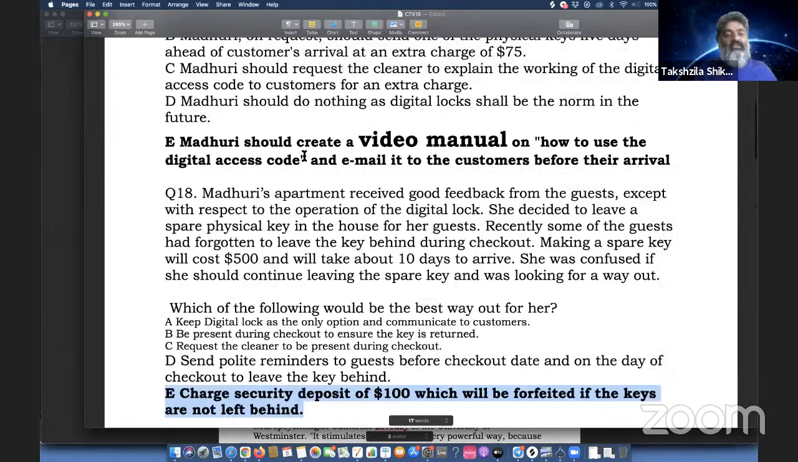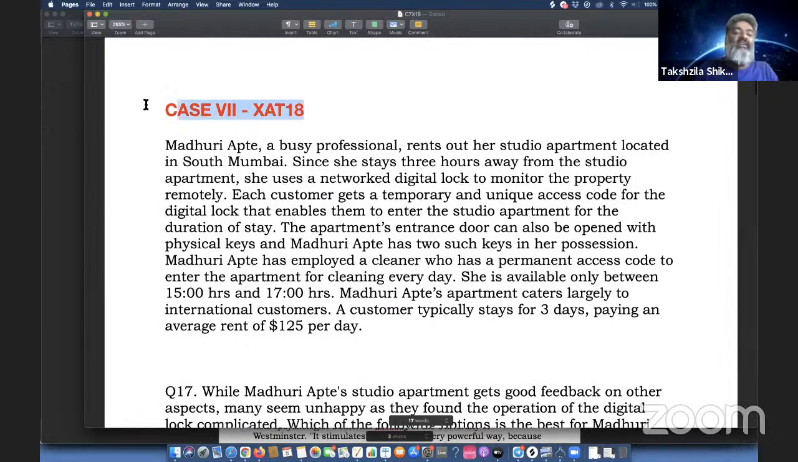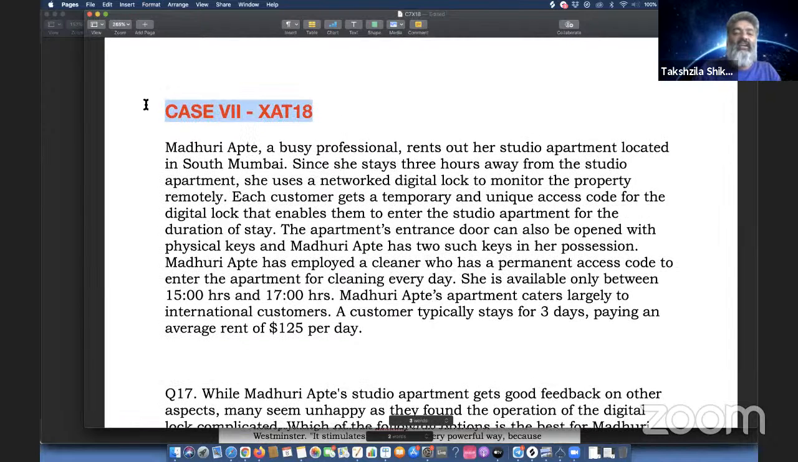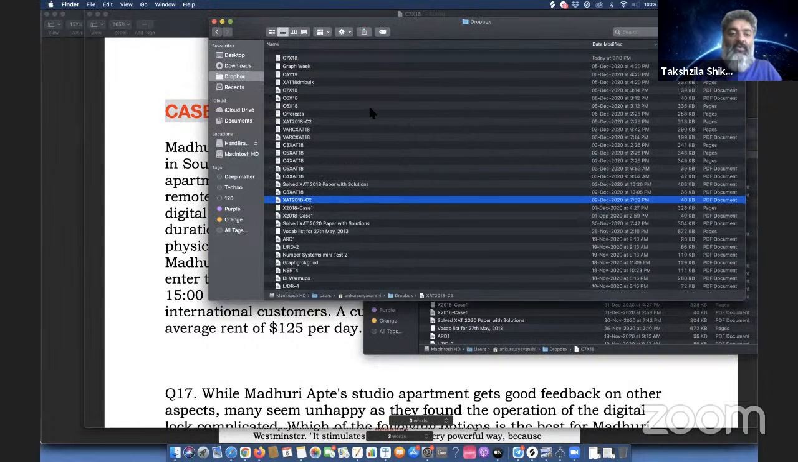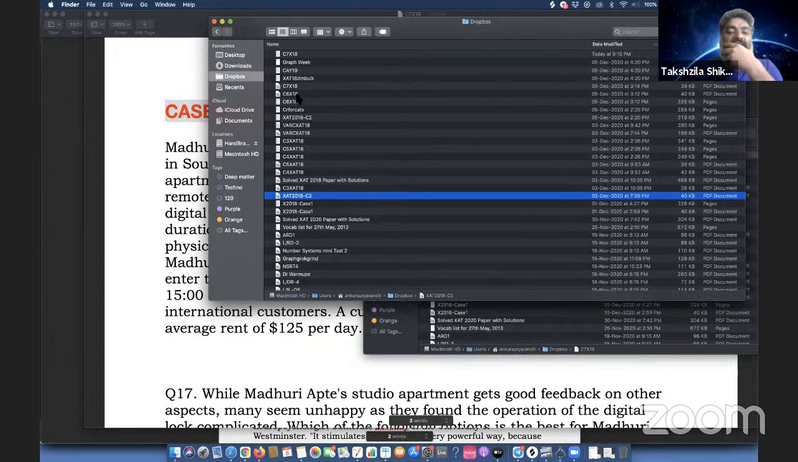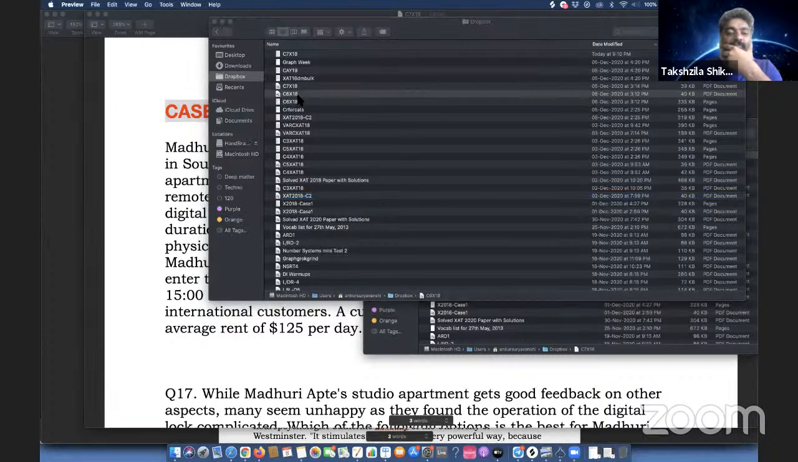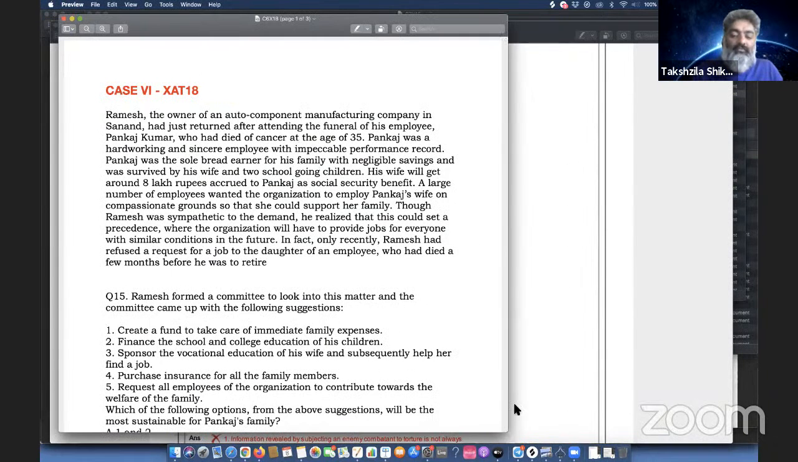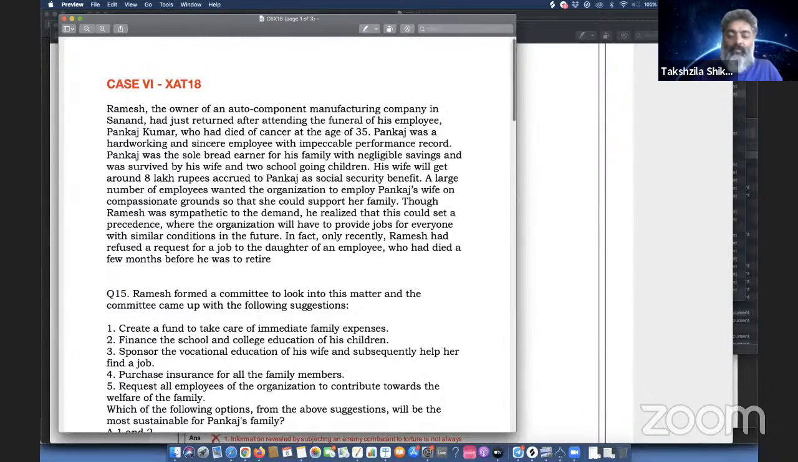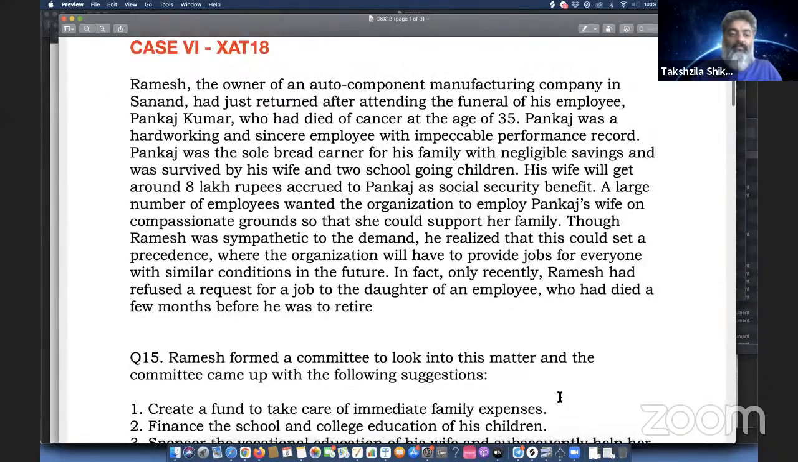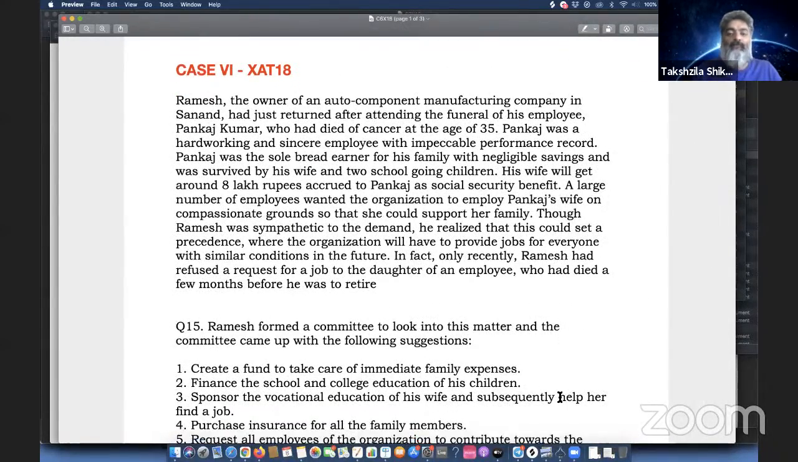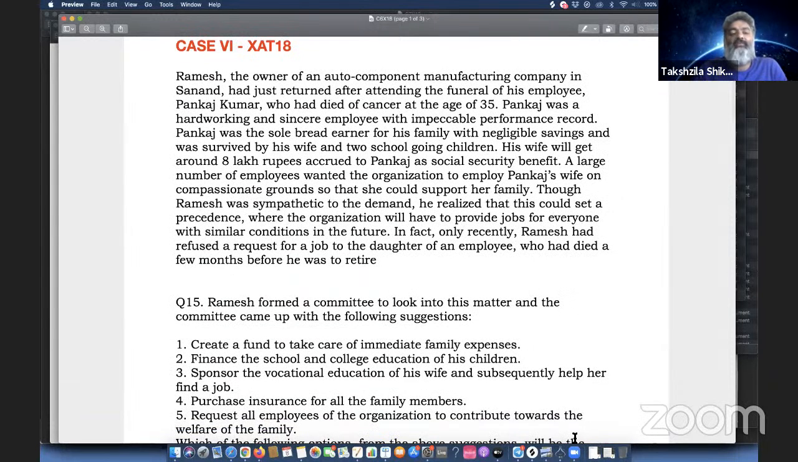That's it. Okay. So this was the last case, or case 7 for ZAT 18. Let's try out another one. Case 6. Very interesting. Try it out, guys. Read the story and then pick a choice.